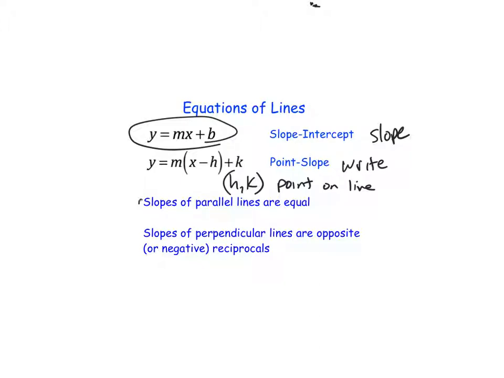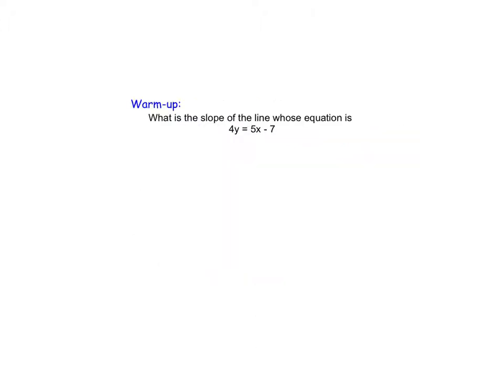And the two other big things that we know, the slopes of parallel lines are equal, and then the opposite reciprocals for the perpendiculars. So let's get up a little bit. Start off by finding the slope of this line.